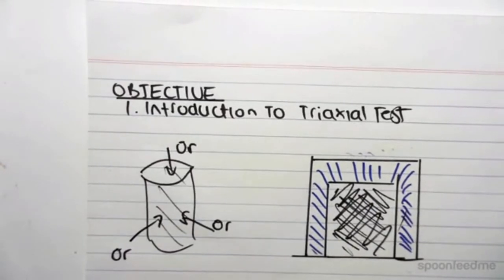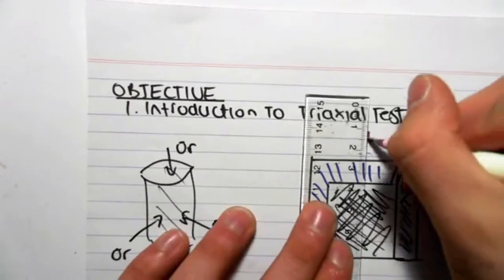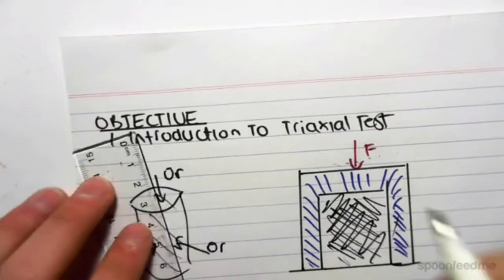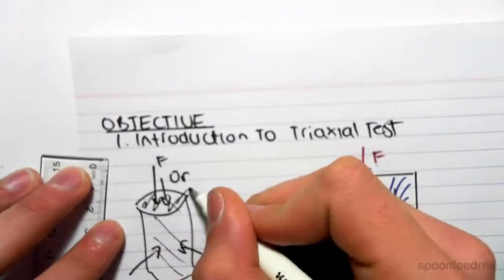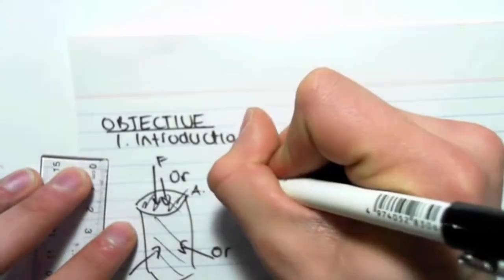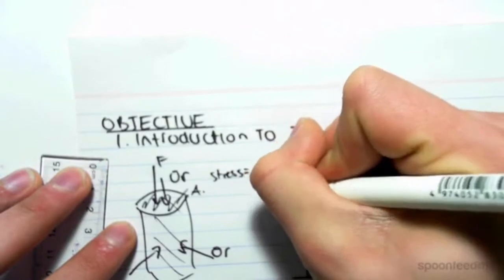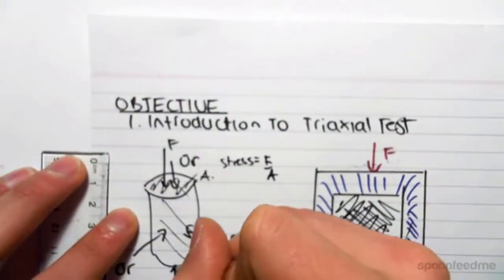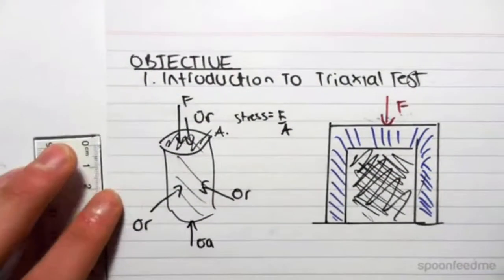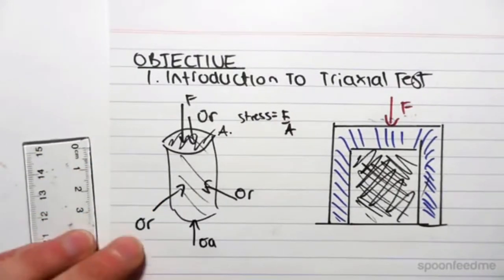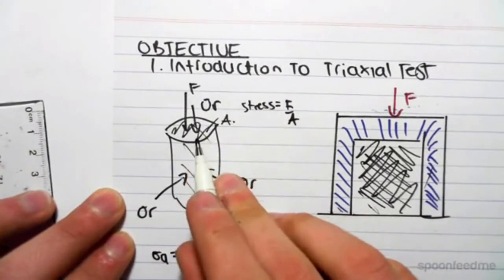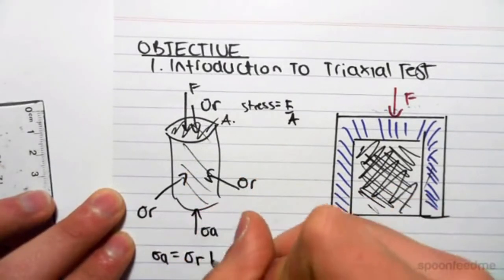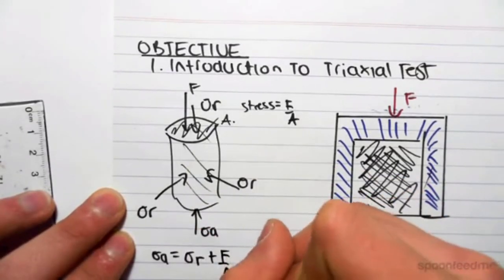We then come and we put a force on our sample. So now we have a force F which acts over an area. So this stress, we know that stress is equal to force on area, and we would have a reacting axial stress. So if we wanted to relate all these things together, we would say that the axial stress is equal to the radial stress, so for vertical equilibrium, plus this F on A.